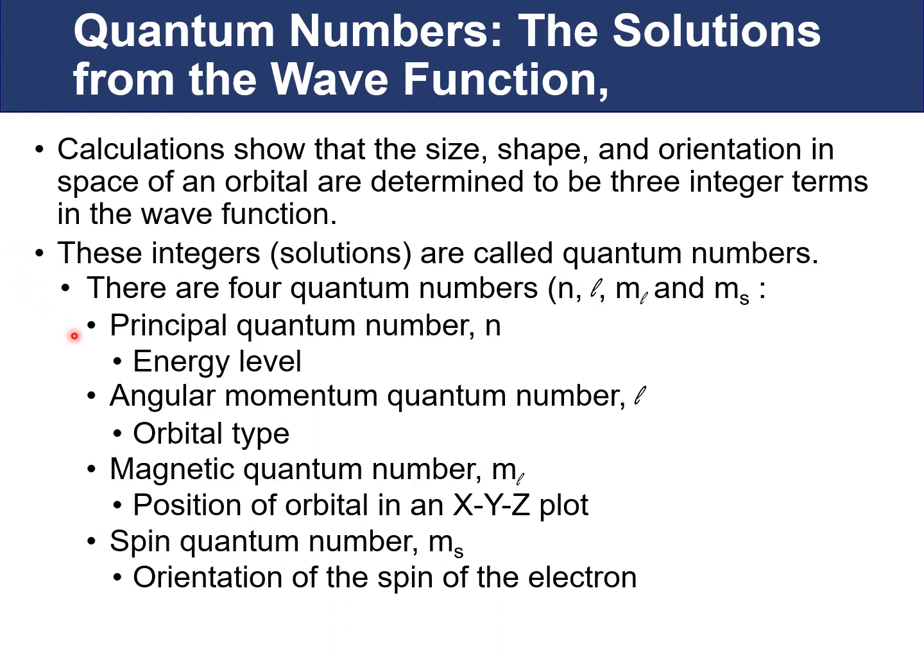There is the principal quantum number, which we will label n, which dictates the particular energy level for all the orbitals in it. There is the angular momentum quantum number, which is represented by an l, which describes the type of orbital in which we will find the electron. There is the magnetic quantum number, m sub l, which tells us the position of the orbital in an xyz plot. And then the last one is the spin quantum number, which will be labeled as m sub s, which tells us the orientation of the spin of the electron.